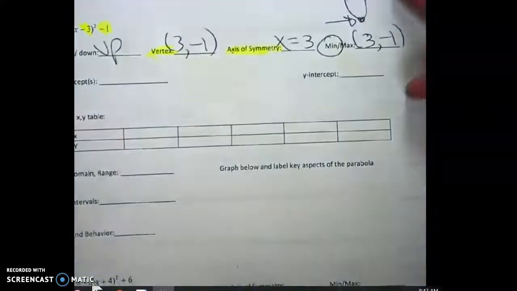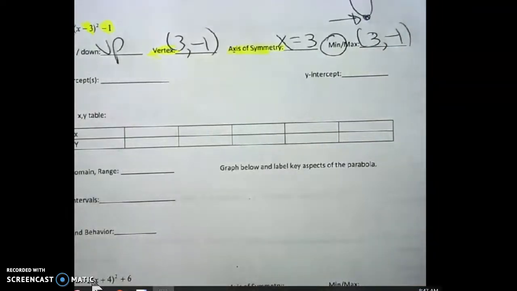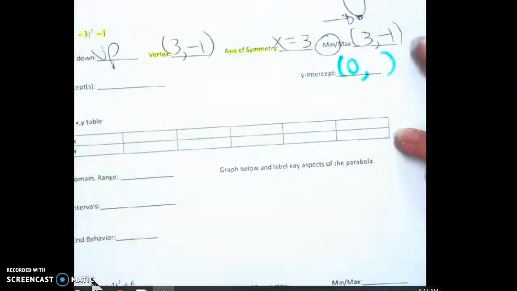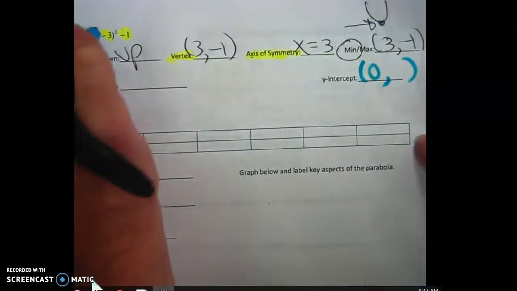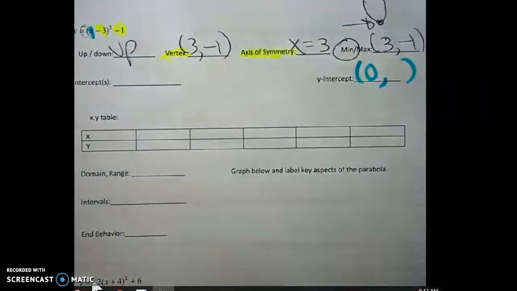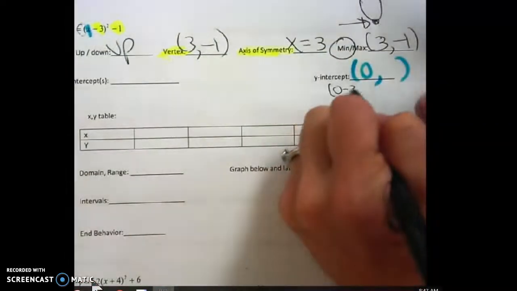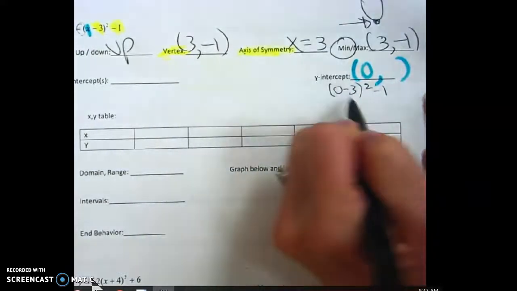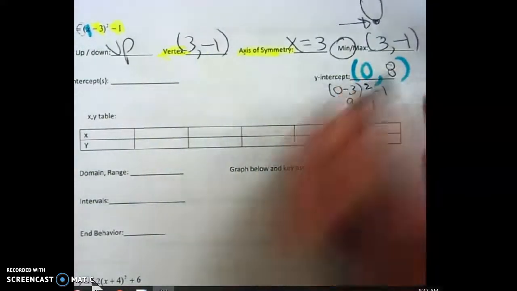Okay. I'm going to do the y-intercept next because I feel like it. The y-intercept is when you have 0, comma something. So I'm going to take the 0, and I'm going to plug it into that equation. So I'm going to go parentheses, 0 minus 3, squared, minus 1. 0 minus 3 is -3. Squared is 9. Minus 1 is 8.